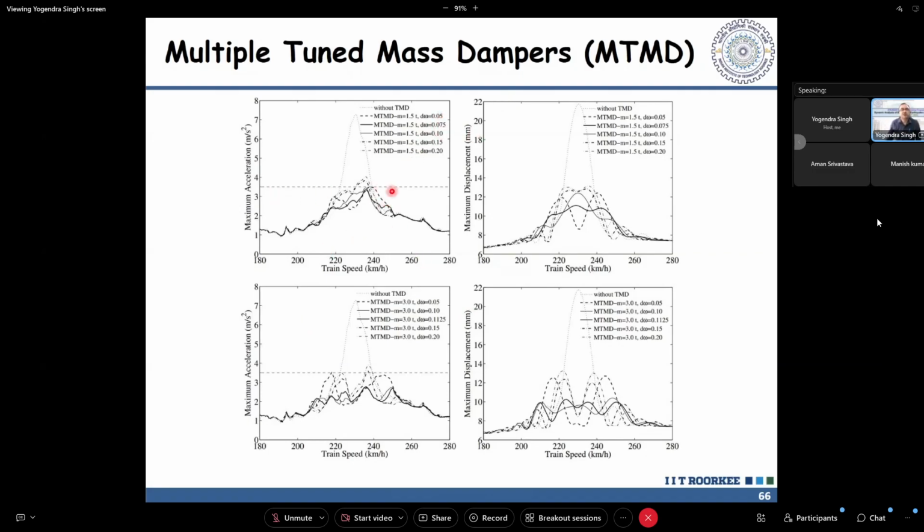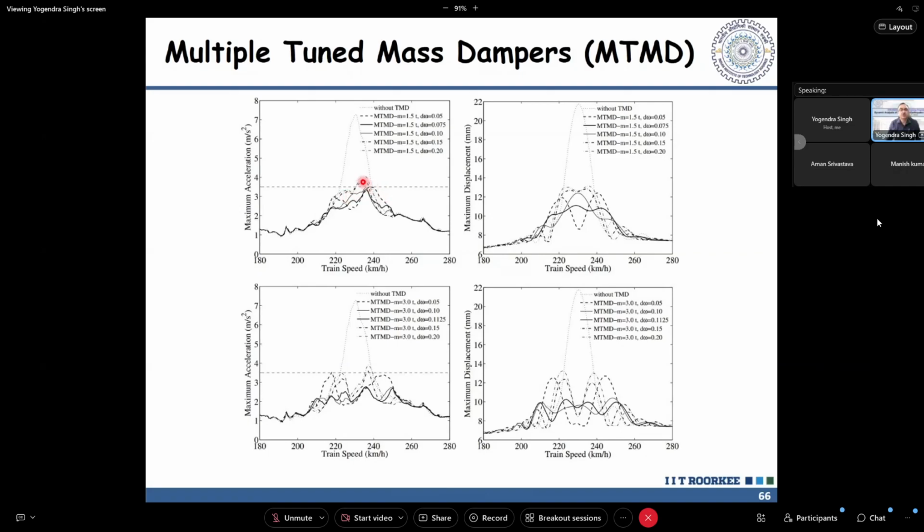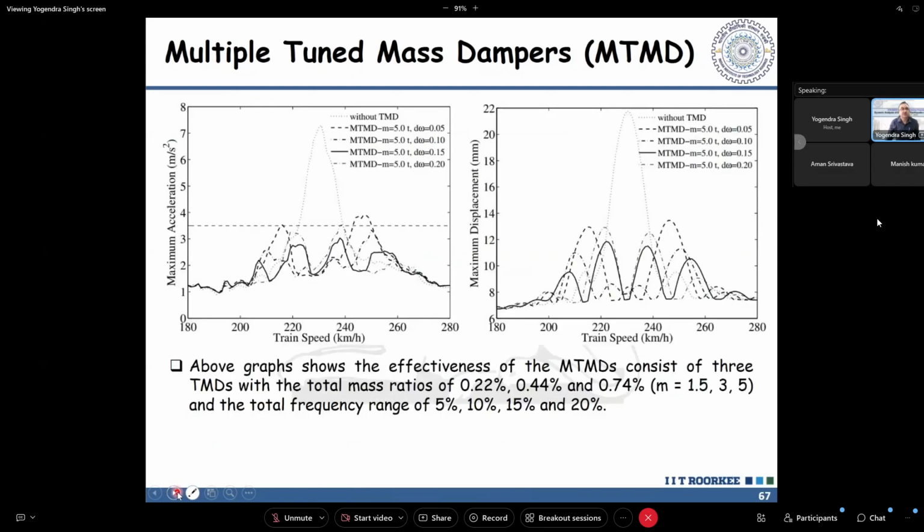So now when we are using three tuned mass dampers, the response has reduced over a larger range of the velocity. And in this case also it is slightly higher, but in this case we can see that this is perfectly below. So we have to understand that in case of multiple tuned mass dampers, we have to perform some sensitivity analysis so that we can identify the most optimum configuration.